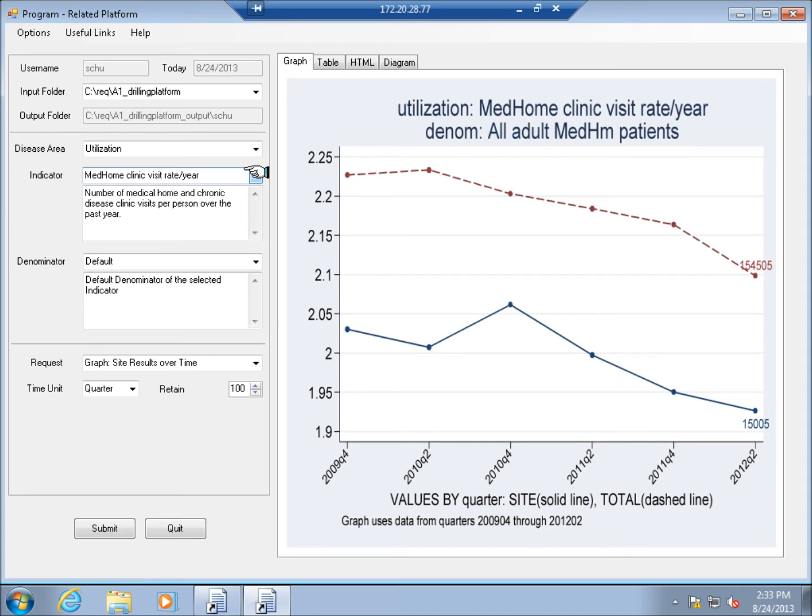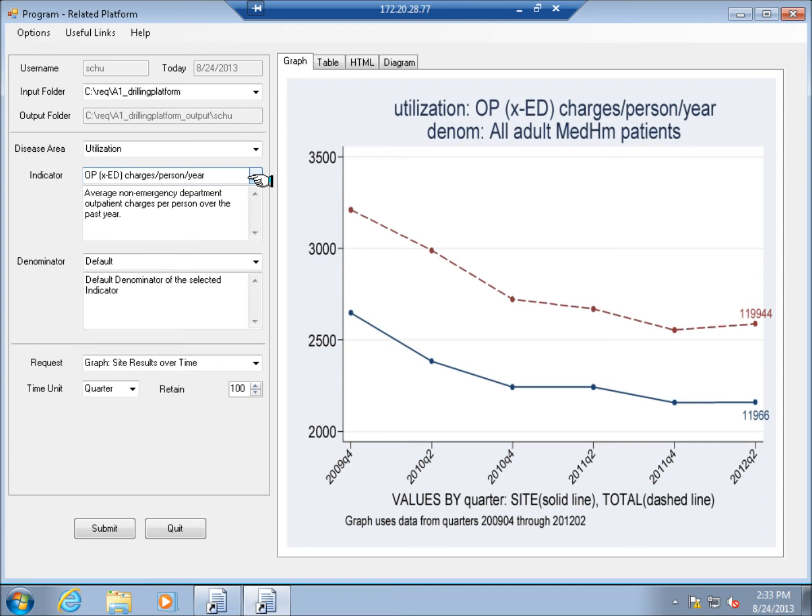The medical home and chronic disease clinic visit rates have been gradually declining both at Lolly Kemp and system-wide. Again, this may reflect a growing medical home patient population. The declining clinic visit rates are reflected in declining outpatient charges. Across the system, total charges, including inpatient, outpatient, and emergency department charges, have declined. However, at Lolly Kemp, there is no apparent decline due to higher emergency department charges offsetting any other declines.